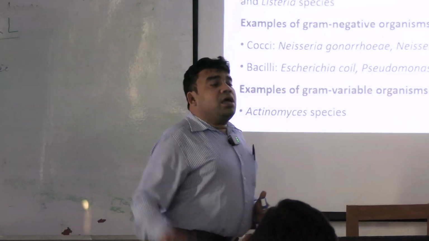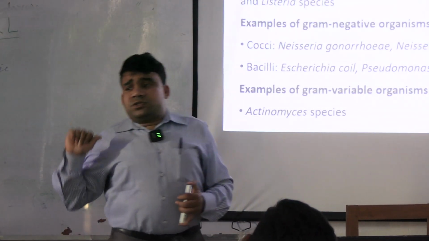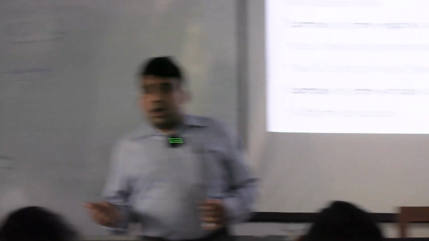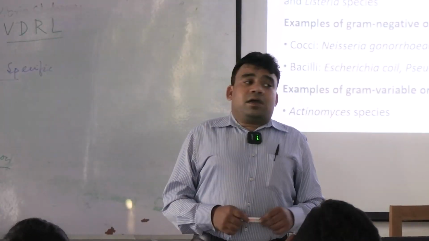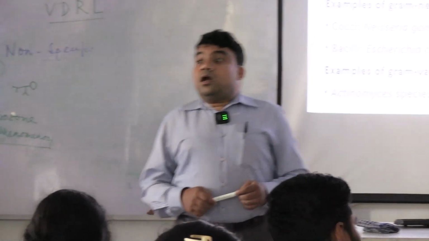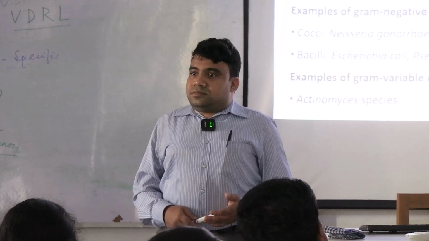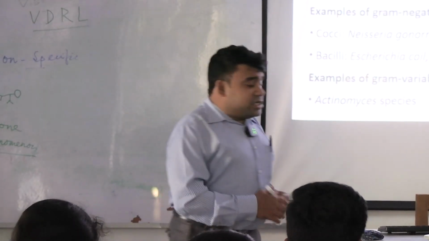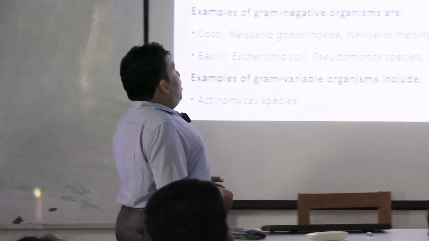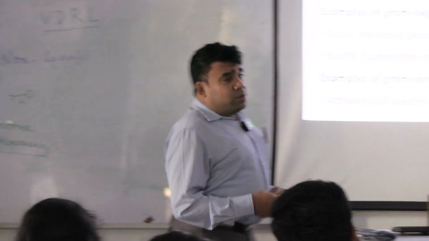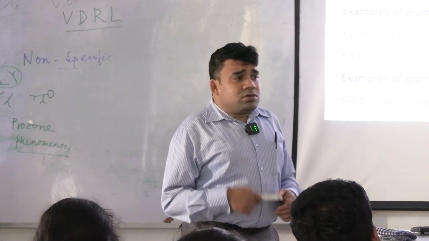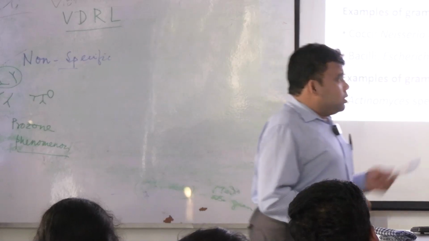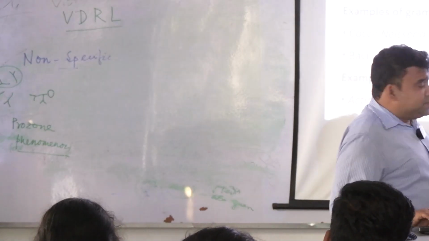The organisms will be gram positive cocci or gram positive bacilli, gram negative cocci or gram negative bacilli, gram negative coccobacilli or gram variable organism. Okay, this is the basis by which it has been classified. Some of the examples of gram positive organisms I think you have already been taught. Staphylococcus, Streptococcus, Enterococcus, these are common. In gram negative it will be Neisseria species.